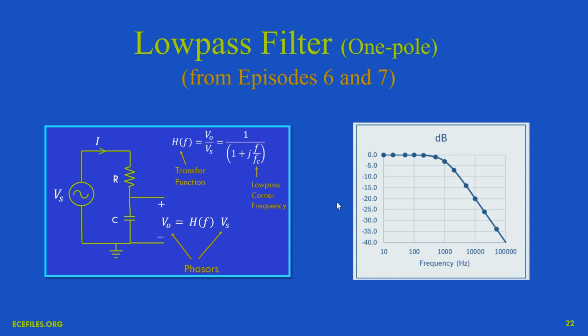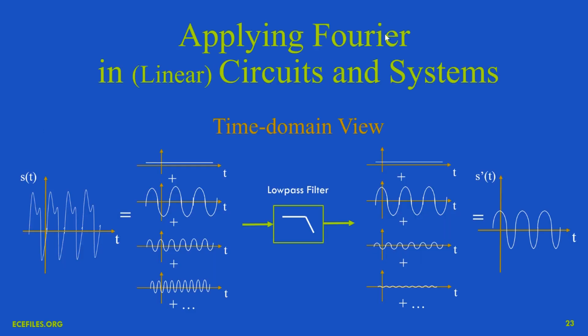Let's use what we used in part 1 to figure out what's going to happen at the output of this filter given a particular input waveform. So here's how we apply Fourier concepts in circuits. Let's say we have our guitar waveform, which I've shown over here on the left. We've learned that we can break that down into a bunch of sine waves and a possible DC offset.